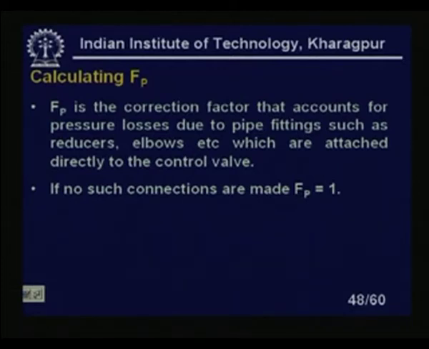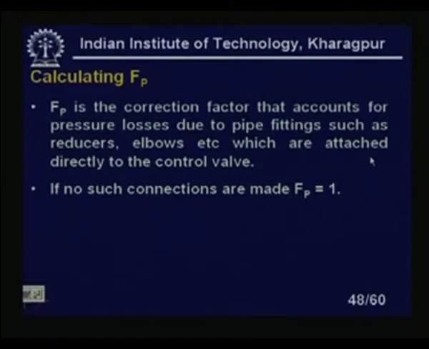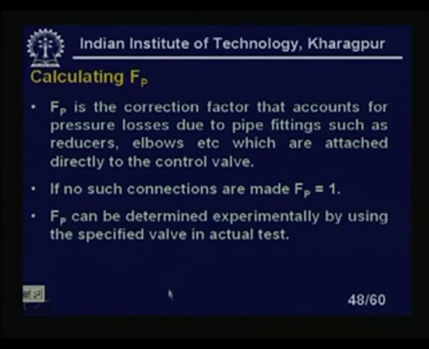If no such connections are made, then Fp equals 1. If there are no such reducers or elbows, Fp would be 1, but obviously Fp will never be 1. We will always have some reducers, some elbows, something like that. Fp can be determined experimentally by using the specified valve in an actual test, so the line test or the length calibrations we have to do.